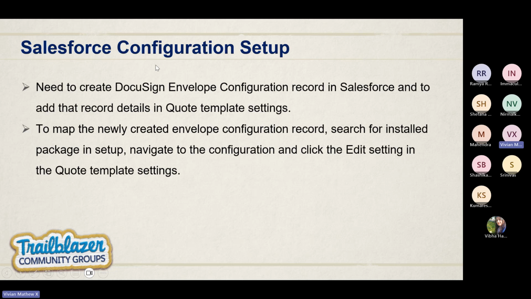As mentioned, in the Salesforce configuration setup, you need to create the DocuSign envelope configuration record in your Salesforce and add that to your code template. There is also one other setting that you need to ensure: you have to map the code template that you have created with your DocuSign envelope configuration, as mentioned earlier. Only then will you be able to use the right DocuSign envelope with the code template that you have created.